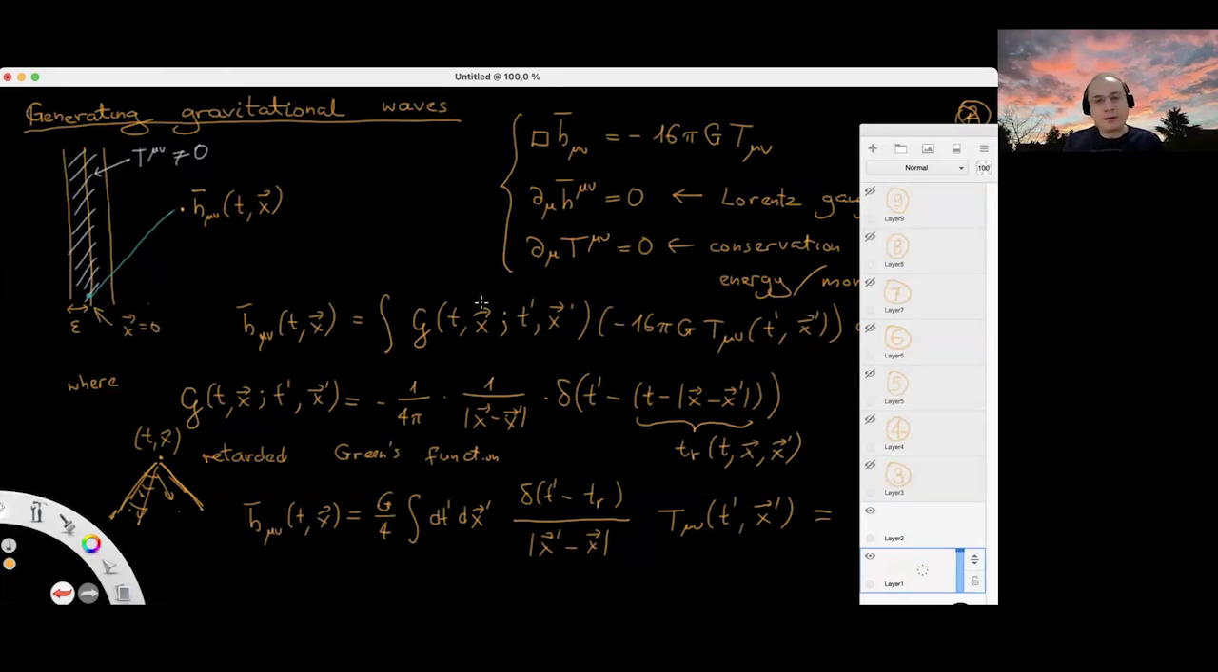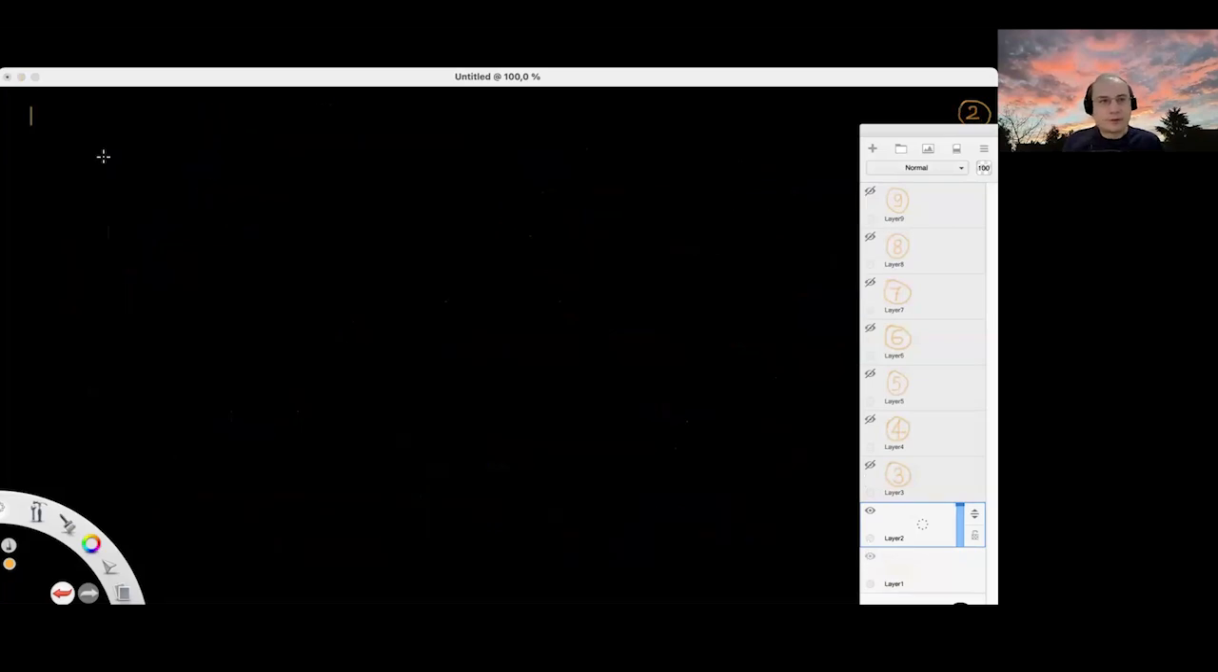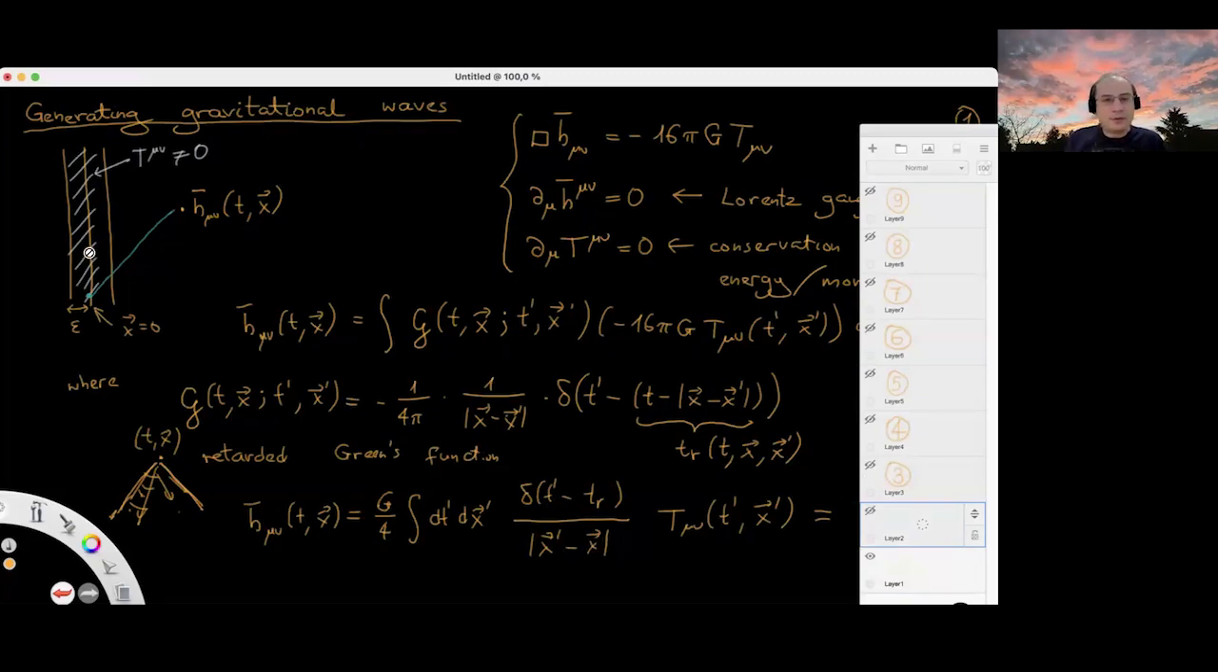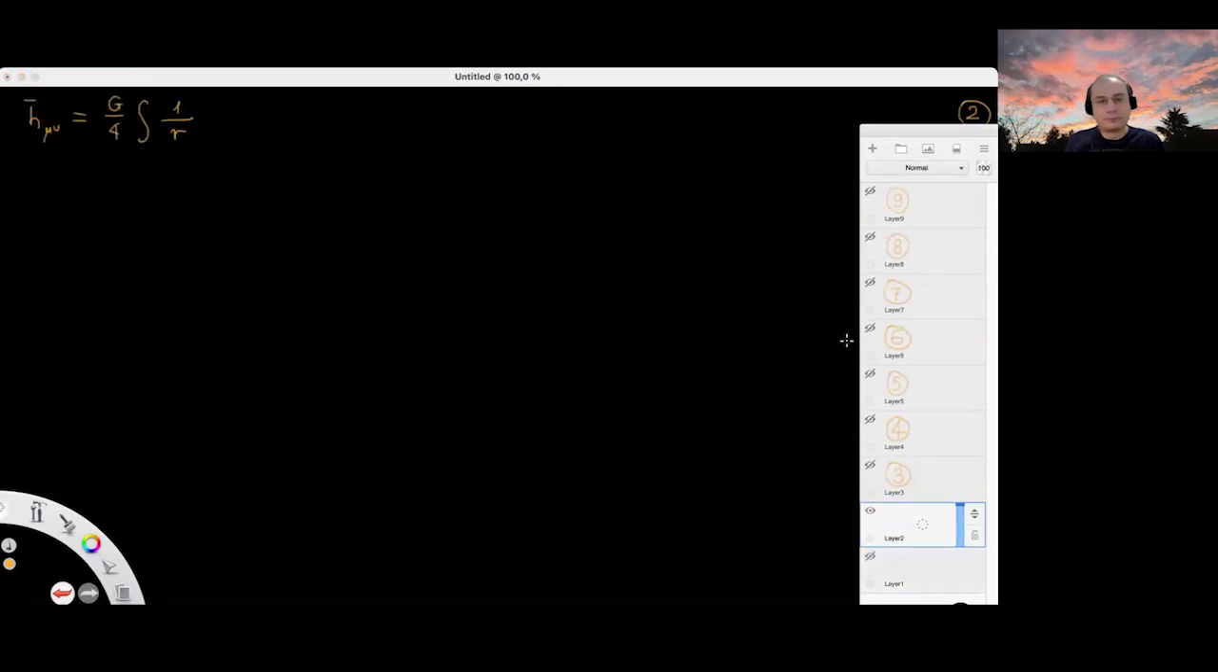It's just 1 over r plus a small number epsilon. So phi is G over 4 times the integral, and instead of this thing here, I'm using 1 over the distance from this point to here, which I call r. Then we have the stress energy tensor T prime of x prime, delta of t prime minus t retarded, dt prime d3x prime.